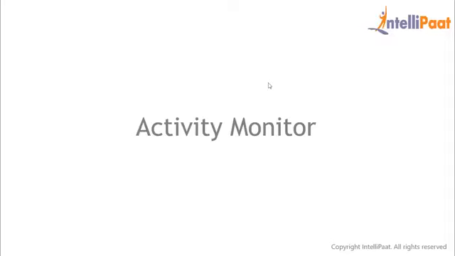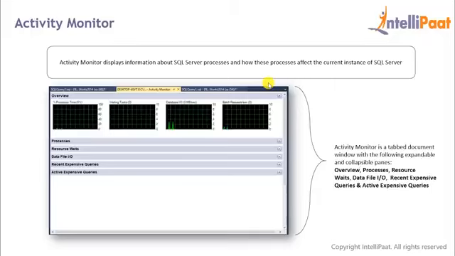So those were some of the dynamic management views. Now we will work with Activity Monitor. So SQL Server Activity Monitor is a feature in SQL Server Management Studio that displays information about the SQL Server processes and their effect on SQL Server performance. So the Activity Monitor consists of these expandable panes. So we have overview, we have processes, resource waits, data file IO, recent expensive queries and active expensive queries.